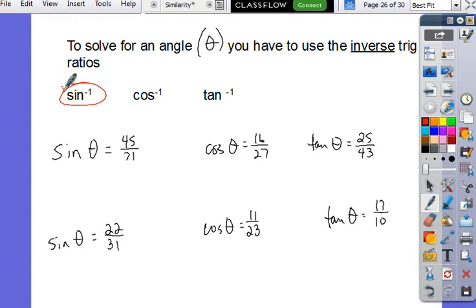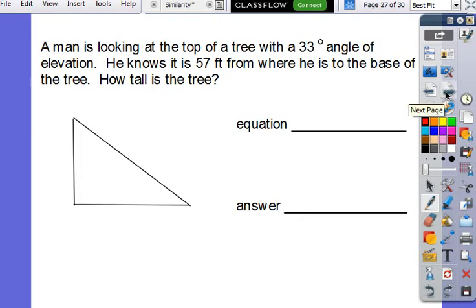All right? So if I'm looking at this, a man is looking at the top of a tree with a 33-degree angle of elevation. Where does that 33 go? In the bottom right corner. He knows it is 57 feet from where he is to the base of the tree. Base is the bottom. How tall is the tree? All right, so there's my setup.